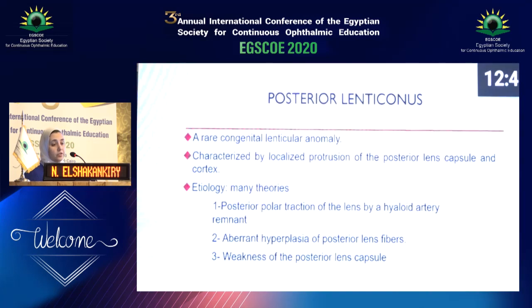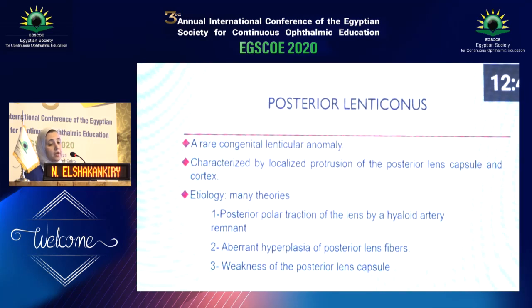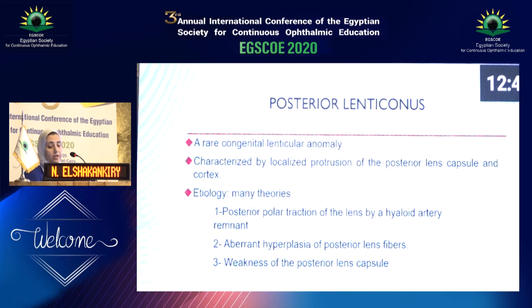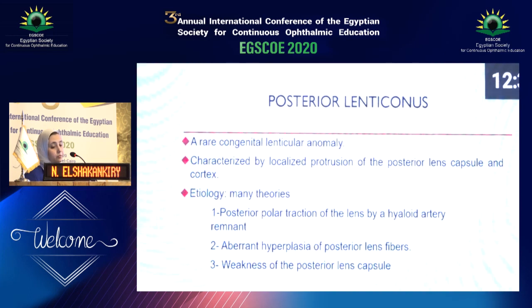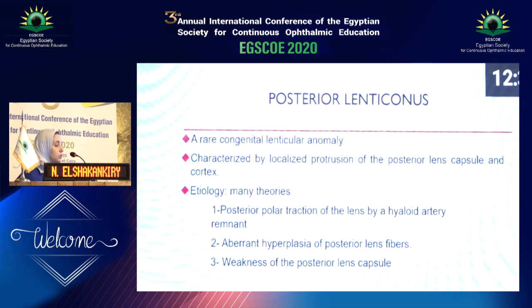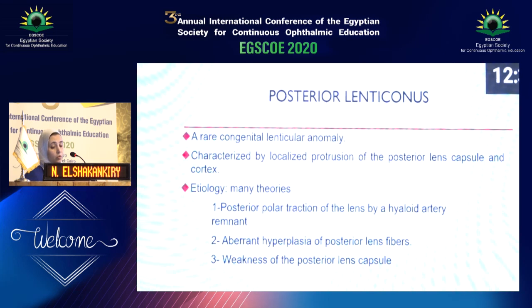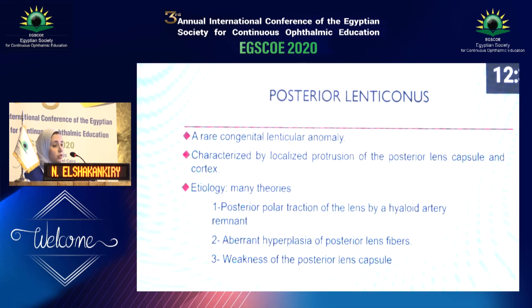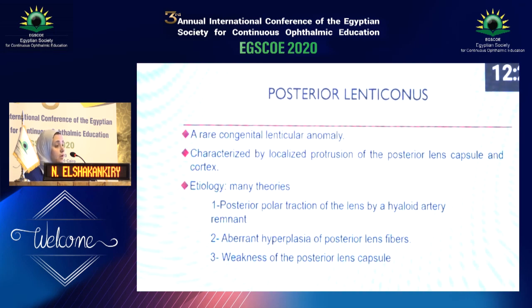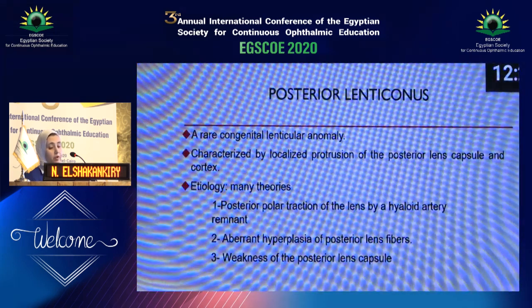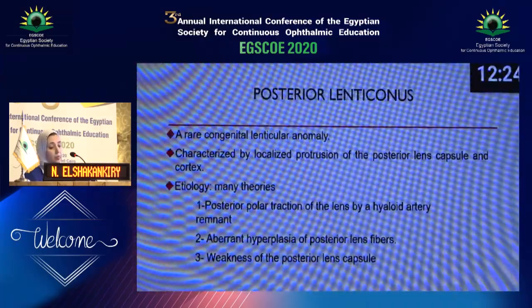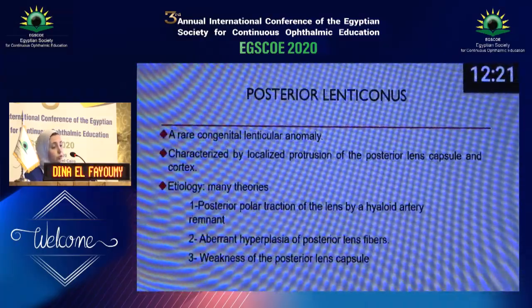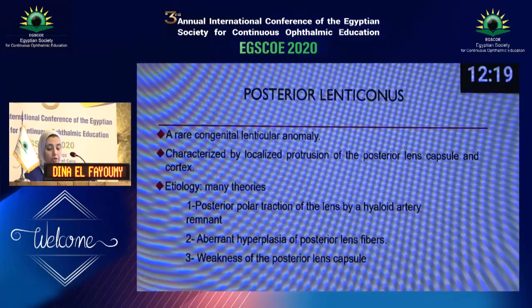We all know that it is a rare congenital lenticular anomaly that is characterized by a localized protrusion of the posterior lens capsule and cortex. Its exact etiology is still not known. There are many theories. Some postulate that it may be due to a posterior polar traction of the lens by a hyaloid artery remnant, or an aberrant hyperplasia of the posterior lens fibers, or a weakness of the posterior lens capsule.